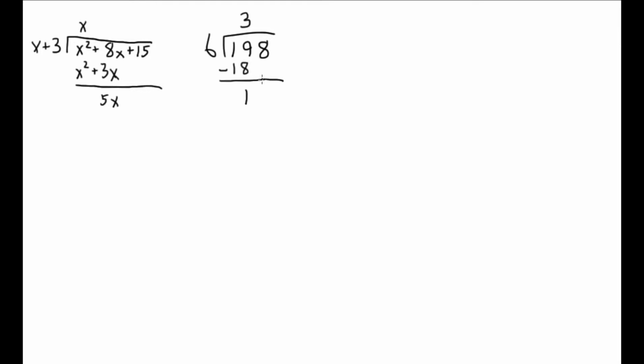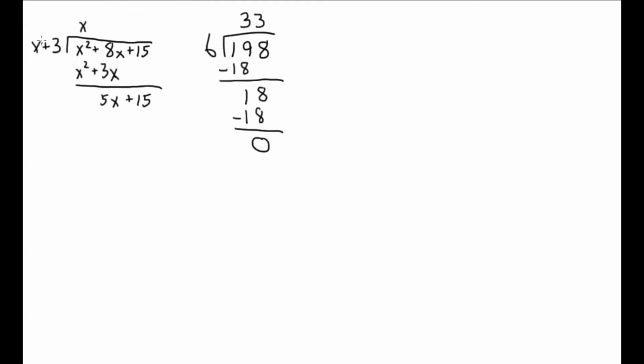First, we're going to bring down the 8 here. 6 goes into 18 3 times. 3 times 6 is 18. We subtract, and we get 0, so that means there's no remainder. Same thing here. Bring down the 15.